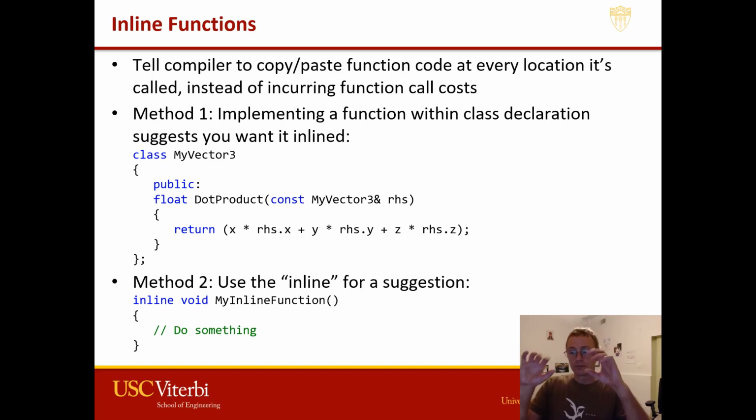Instead of compiling that function and putting it in code somewhere and then branching to that function, why don't you just take those 3 multiplies and those 2 adds and embed them right here where I've called the dot product? Okay, how do we ask the compiler to do that? The first way is implicit inlining, which is when you just put it in your header file like this. Another way is you can put the keyword inline in front of your function, and that tells the compiler, you really should consider inlining this one, please.